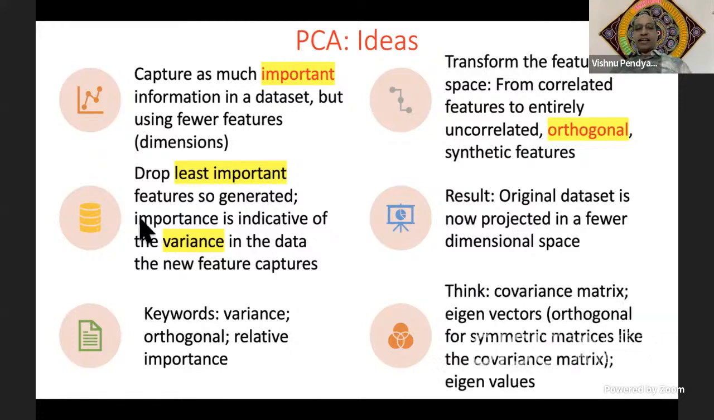So all these things can be accomplished by thinking of covariance matrix, eigenvectors, and eigenvalues. Eigenvectors are known to be orthogonal for symmetric matrices like the covariance matrix. We'll see what a covariance matrix is, but covariance matrices are symmetric. And then eigenvalues kind of indicate the importance, right?